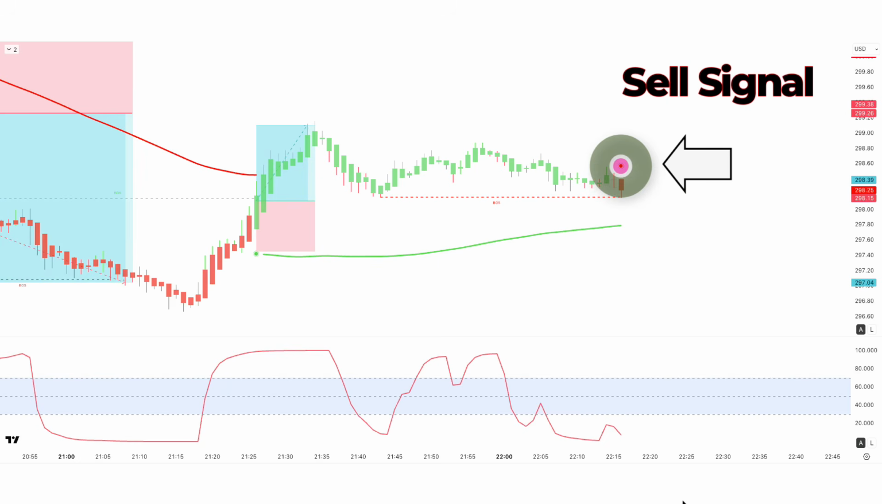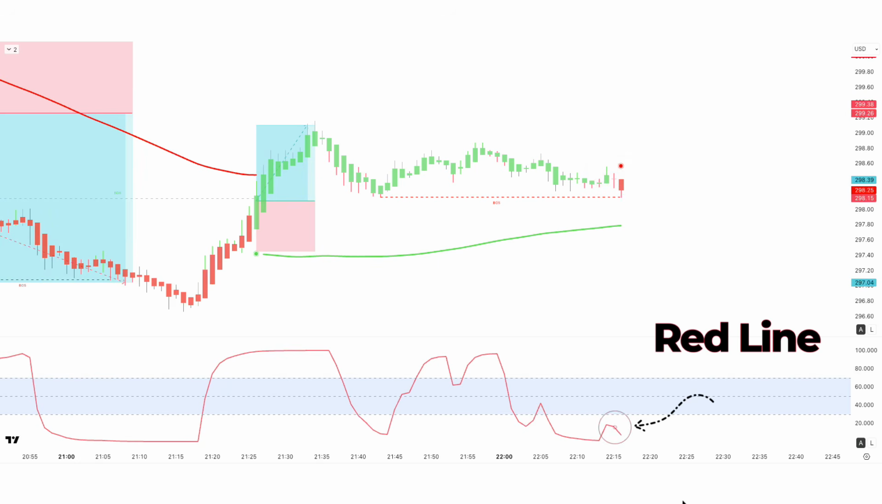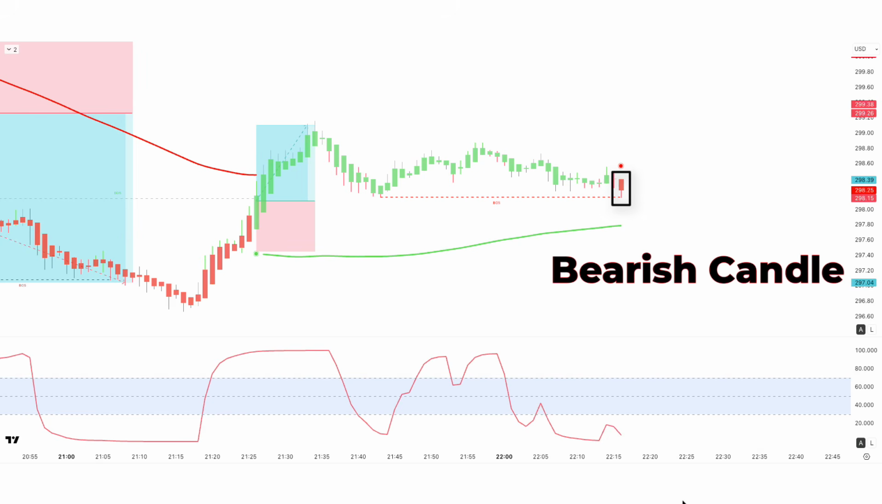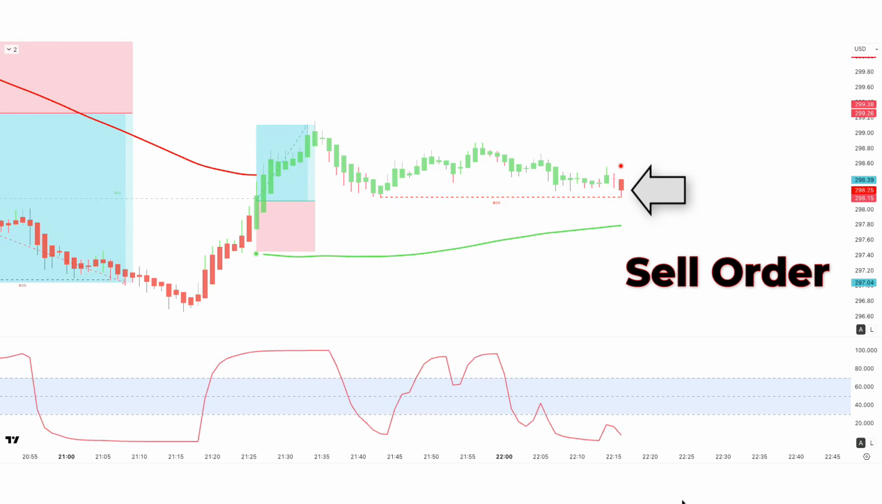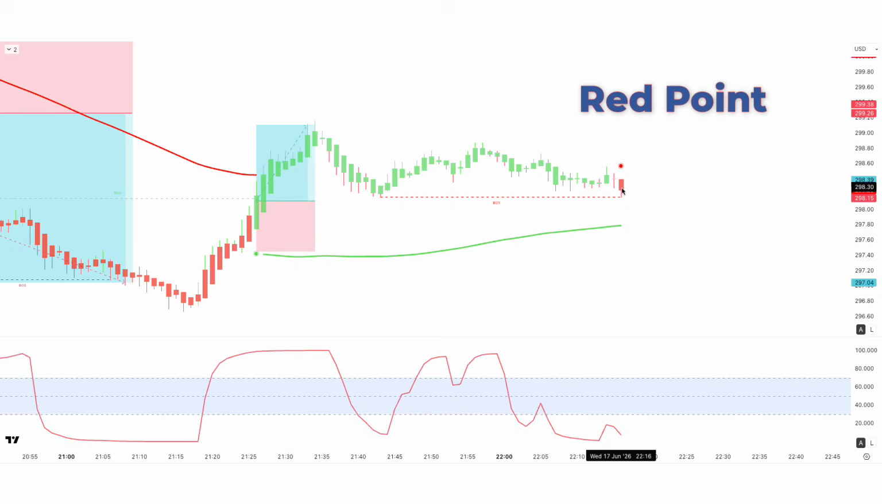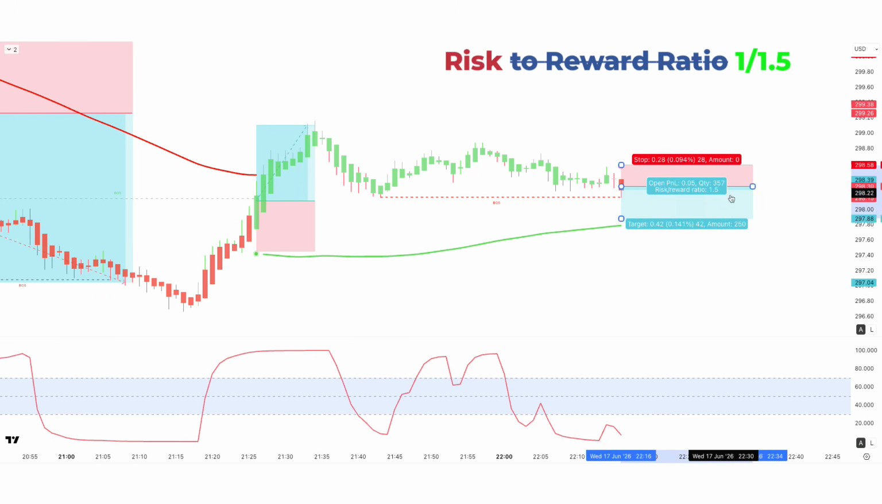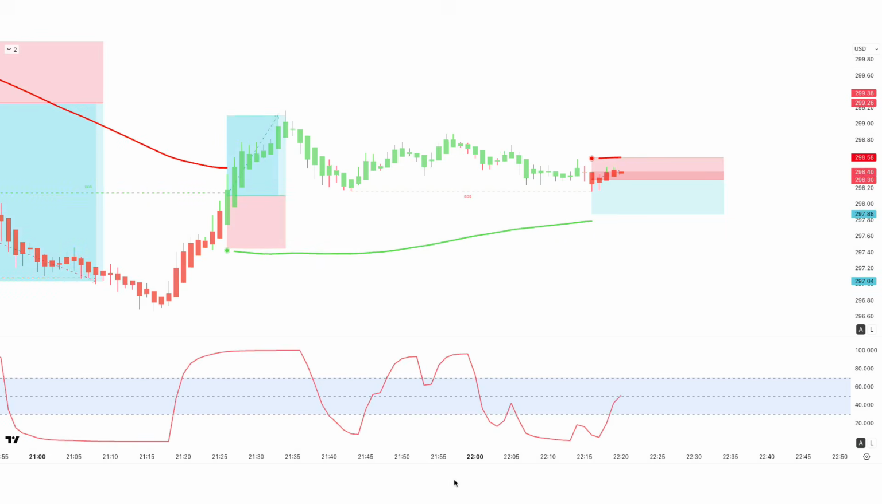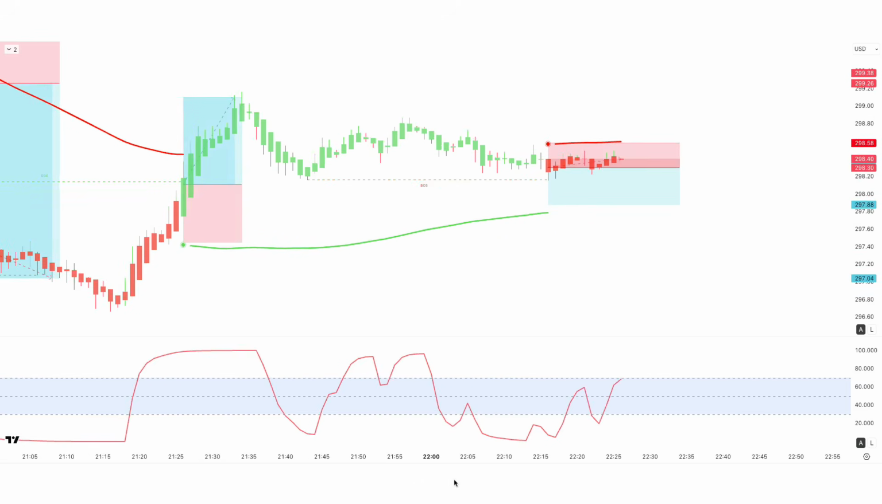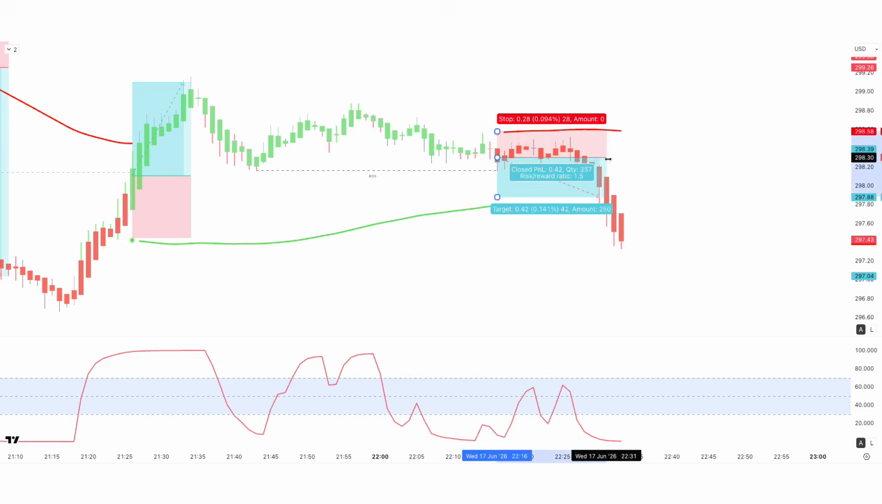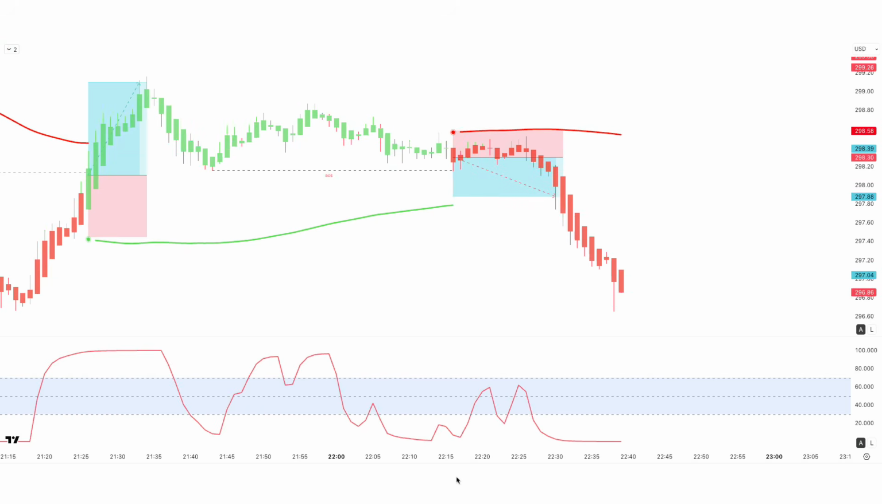Here, the Market Structure Confluence red point is a sell signal. Here, the red line of Apparent Slow RSI is below the blue area. Here, the market has made a bearish candle to give confirmation. So all our conditions are being fulfilled, so we are placing an order to sell. Our stop loss is to be placed at the red point, and the risk to reward ratio will be 1:1.5. Let's see what happens to our trade. Our trade is running in profit. We have won the trade. Let's find the next trade.